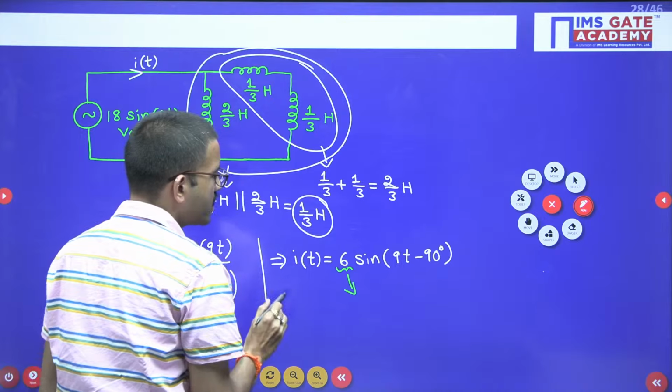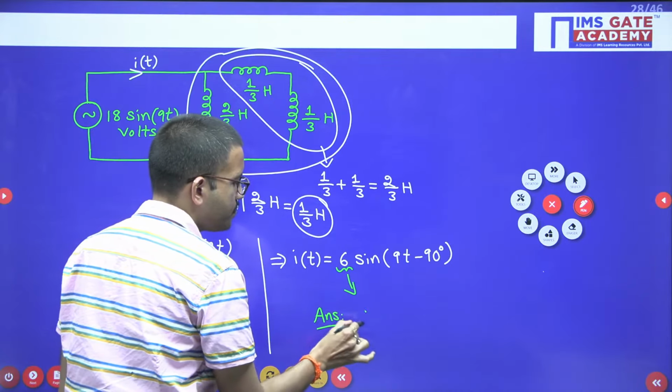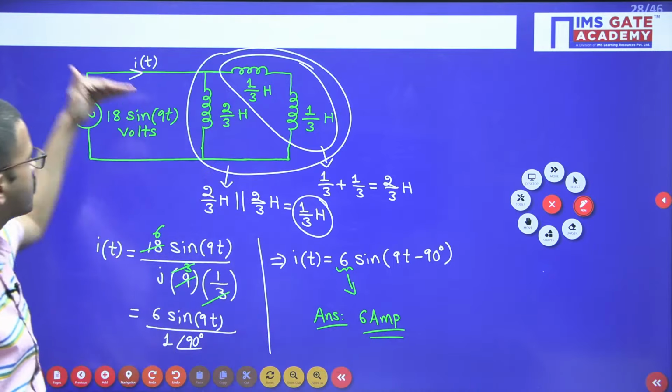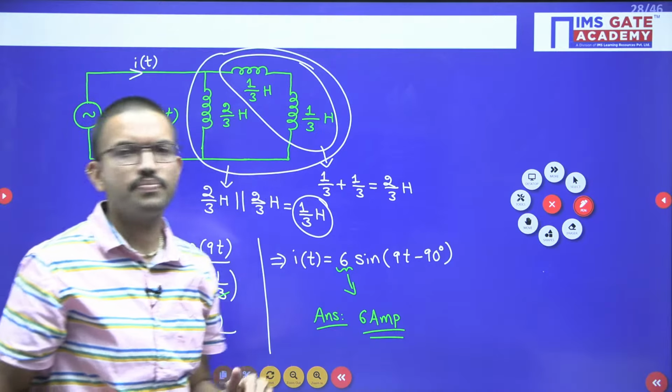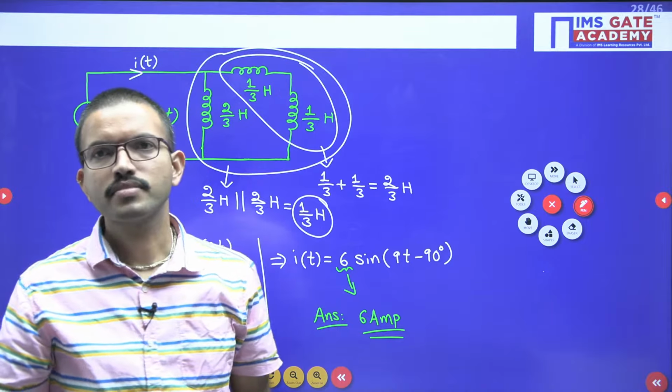So the peak value of the current they have asked. The answer for this question is 6 ampere. The peak value of the current flowing in the given circuit in this particular branch is 6 ampere. If they are asking the RMS value, it is 6 by root 2, like that.